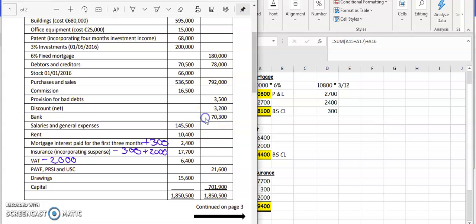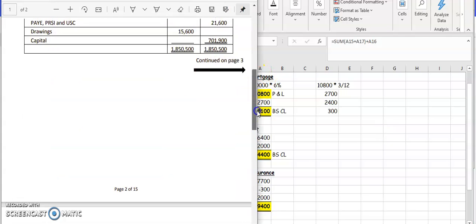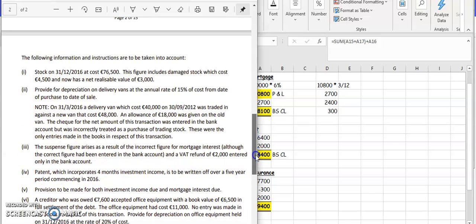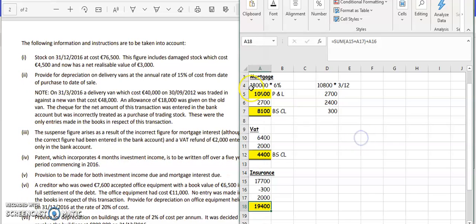So the first thing that you need to do for the suspense question is find out what is the incorrect figure for your mortgage interest. So we took the mortgage from the question multiplied by 6%. That gives us our yearly mortgage. So that's the yearly interest that will go into your profit and loss account. From that 10,800, 3 months of that has been paid. So 3/12, so it will give us 2,700. We did pay 2,400 from the trial balance, so there's a difference then of 300.